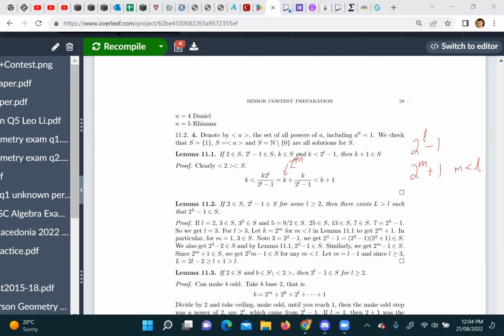Wait, so once you have 2, if you assume you have 2 to the L minus 1, why don't you just get everything below 2 to the L minus 1 straight away? Oh, everything below. Oh, yes, you do. You just get everything anyway. Isn't that what your lemma states? Yeah, that's what your lemma states. I'm selecting some things that I'm getting, but I don't have to be that careful, because they're all there.